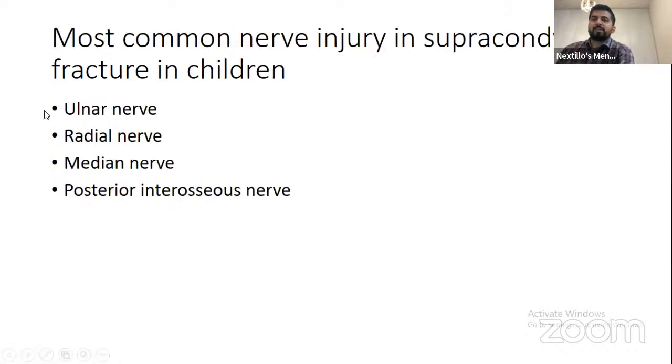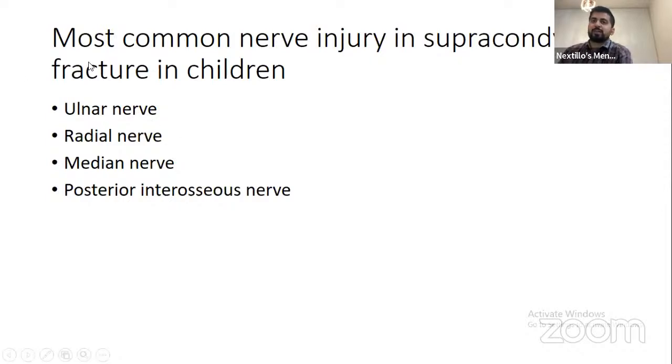Most common nerve injury in supracondylar fracture in children is. So what do you think the answer should be? So as we have discussed before, the most common nerve injury in supracondylar fracture in children is the median nerve, right? The median nerve is the most common injury in a supracondylar fracture in children, which is the extension type.